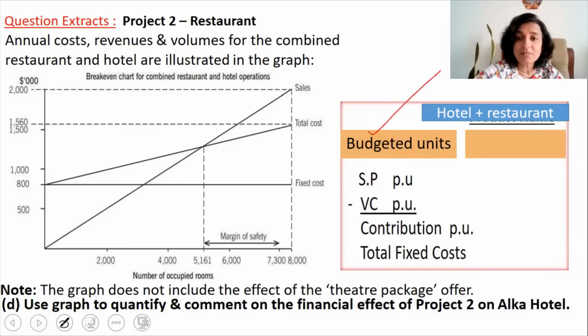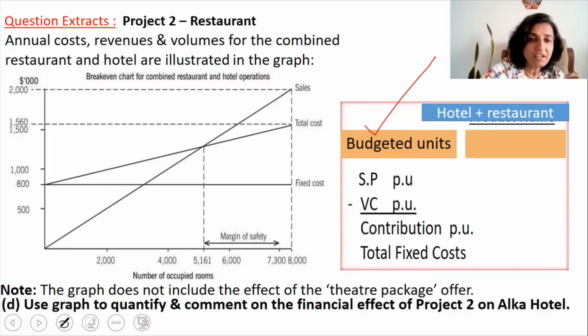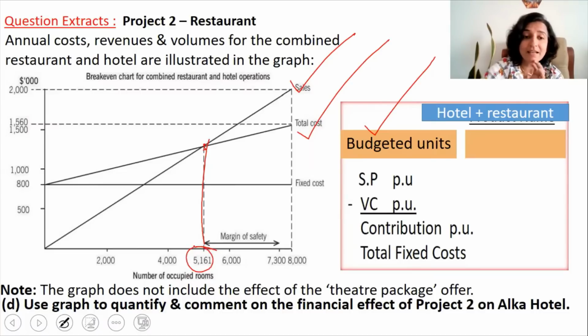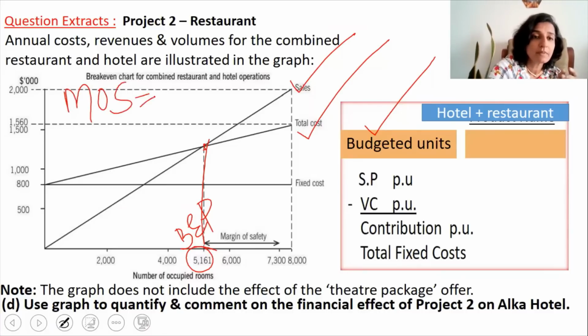Now, the first thing is budgeted units. If you see the graph carefully, the point at which the sales curve and the total cost curve meet, that's the break-even point, which means that 5,161 is the break-even point. From the graph, we know that the break-even point is 5,161. And what is the margin of safety? The margin of safety is budgeted sales minus the break-even sales, correct?